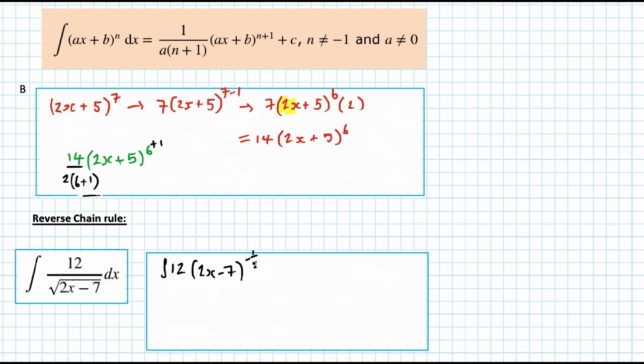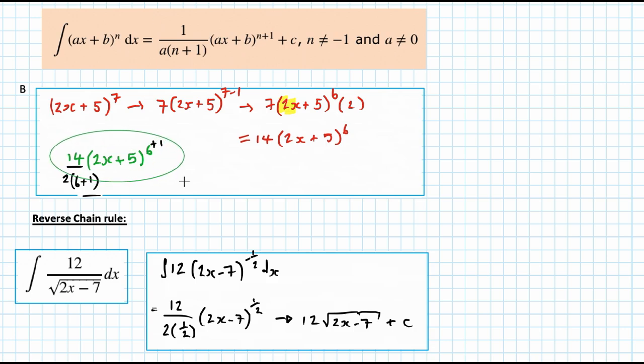The example here: put the 12 out front, in front of our integral sign, and we'll just rearrange that again, with 2x minus 7 to the power of minus a half. Easier to look at, easier to calculate, especially at the beginning when you're doing these. And then 12 all over 2 times the half, because minus a half plus 1 is a half. And then plus c. Obviously put your plus c constant. We're doing indefinite integration, so just rearranging that into the square root form: 12 times root 2x minus 7 plus c is the answer for the reverse chain rule.